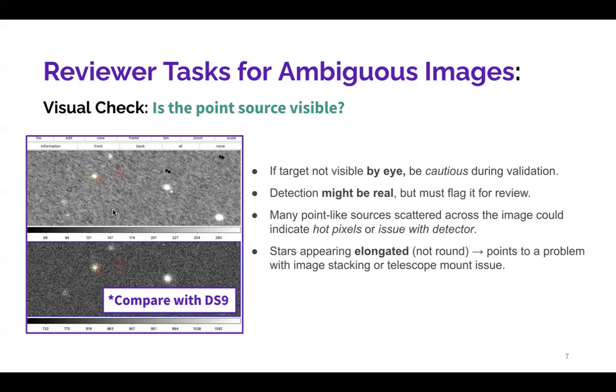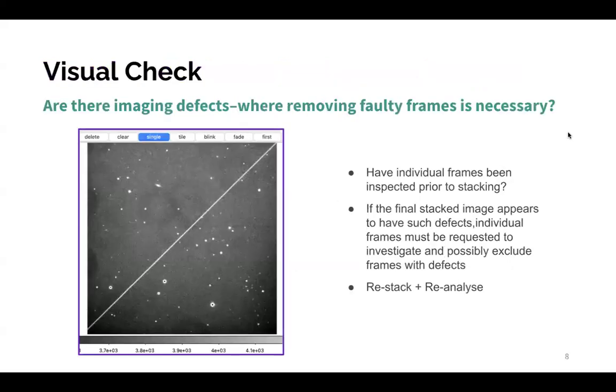If the stars or even your actual target appear elongated and not round like a point-like source, this can lead to a problem of stacking, which means that you need to realign and restack, or an issue with the telescope mount. And also, visually checking the images can show you if you need to exclude some of the frames.